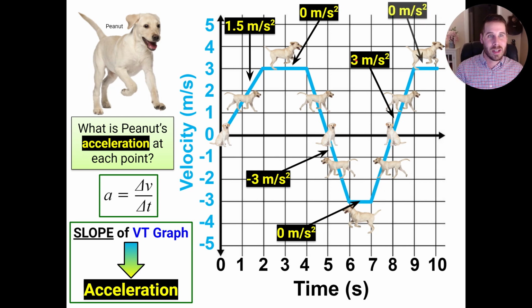And finally, the last part, he is at, again, no acceleration. And that's because he's not gaining any speed as time goes on. He's staying at the same consistent speed the whole time. So that was how you use a VT graph in order to calculate the acceleration of an object. And again, what does acceleration mean? It means the rate at which you are gaining or losing velocity over time.